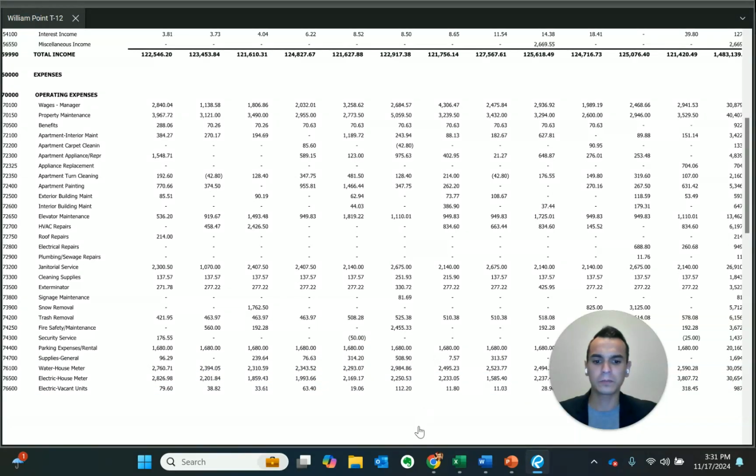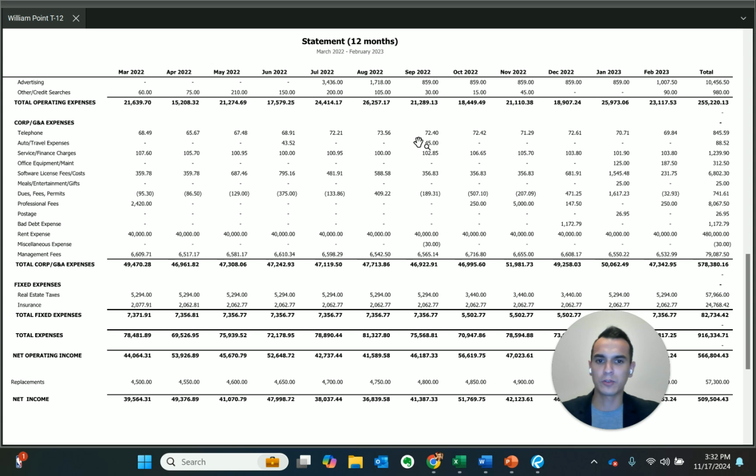So I've skipped to the second page and just continuing on the expenses. We've only got a couple more to get through. We've got advertising. So, of course, when there's a vacancy, you may need to put an ad out there, paid ad. Could just be a general ad as well for the complex. If you're at full occupancy, you can see there's zero advertising here.